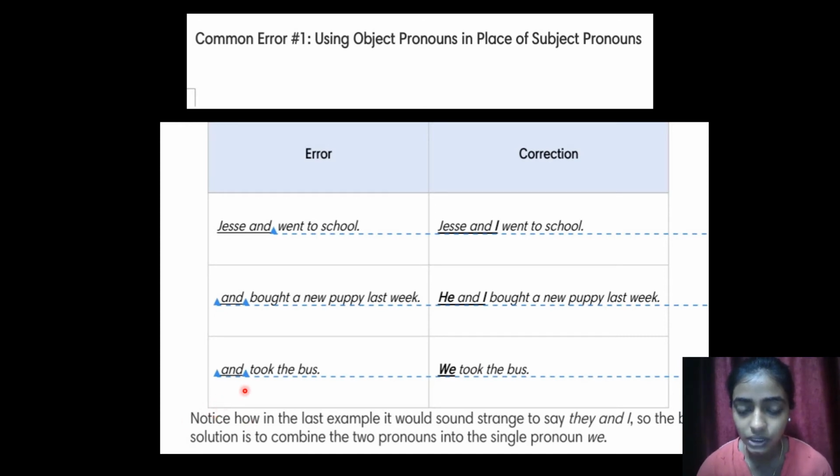Now, in the last example, you can see that if we say "they and I took the bus," it doesn't sound right. So in that case, you can combine the two pronouns into one single pronoun and say "we took the bus."